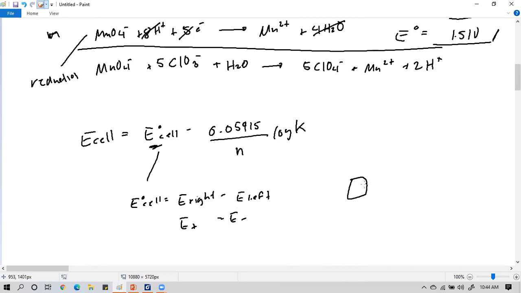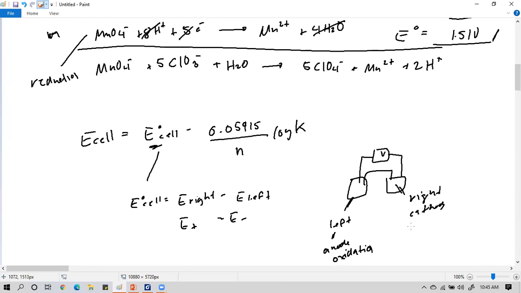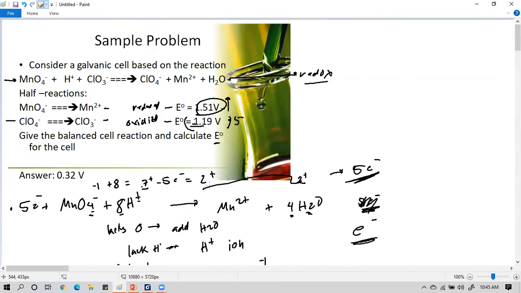Di ba sa ating galvanic cell, guys, we have this galvanic cell here with a corresponding voltmeter. Yung nasa left, siya yung anode. Ano ba yung nangyari sa anode? Oxidation. And then sa may right naman, ito yung cathode. Ano nangyari dito? Reduction. Dito sa reaction natin sa taas, ano ba yung na-reduce? Ano ba yung na-oxidize? Ito yung reduction, ito naman yung oxidation.